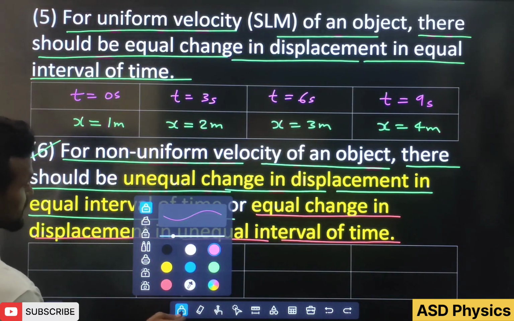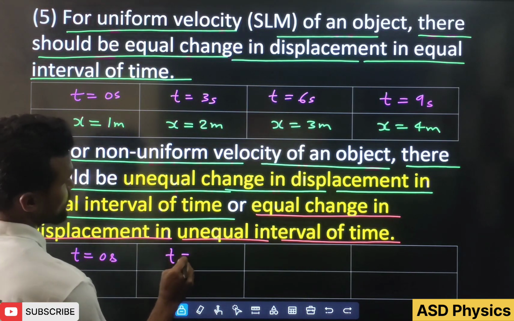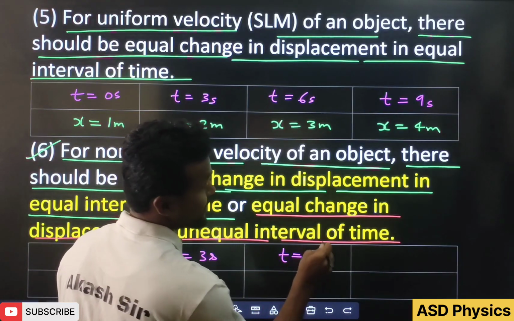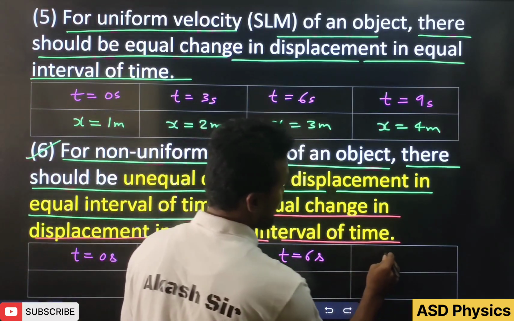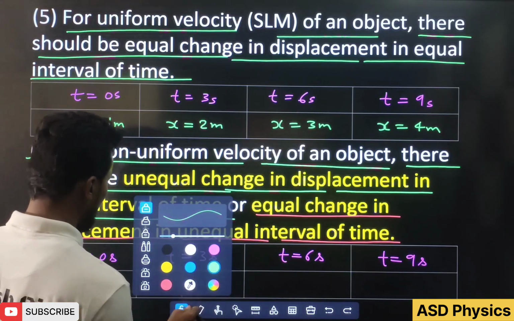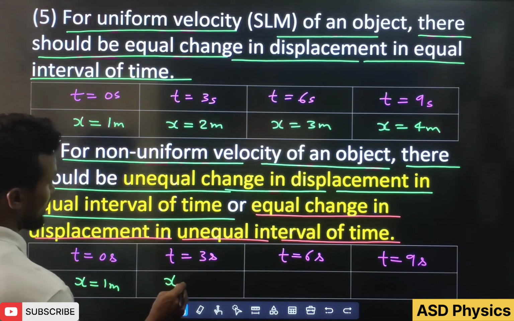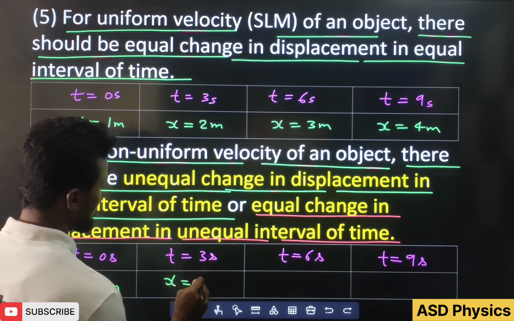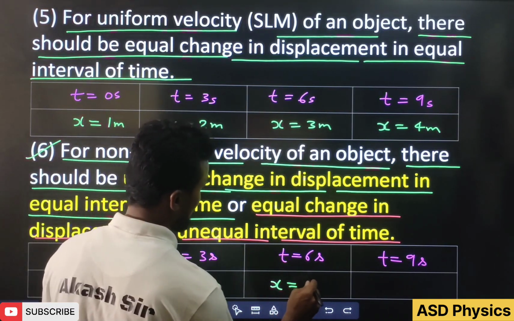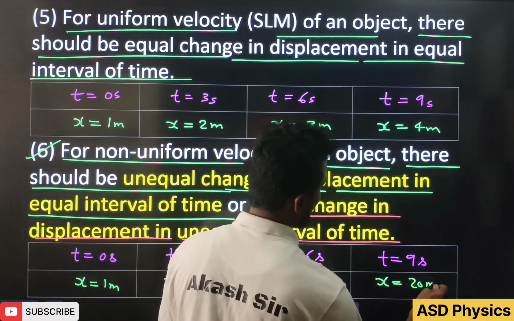Now if I take some examples, let's take again in the same way t equal to 0 second, t equal to 3 second, next t equal to 6 second, and next t equal to 9 second. And now let's see what is happening. Let's take x equal to 1 meter, then x equal to 3 meter, then x equal to 10 meter, and then x equal to 20 meter.